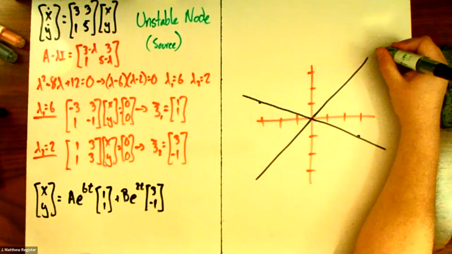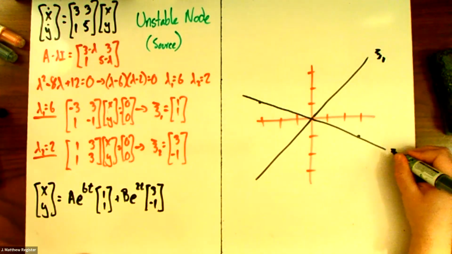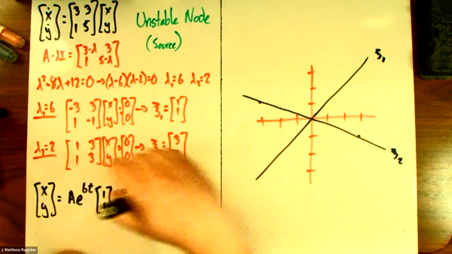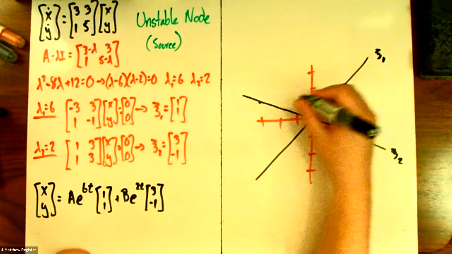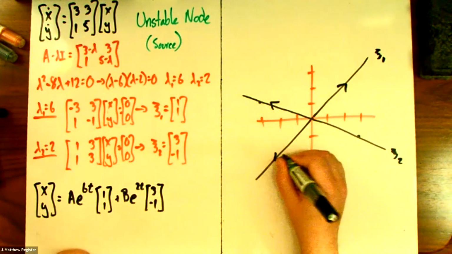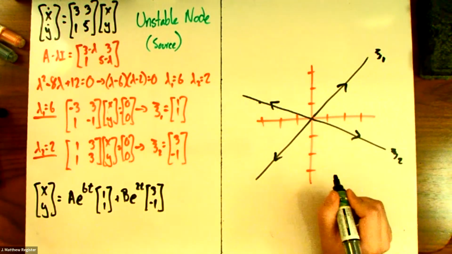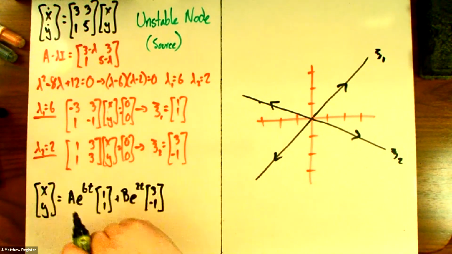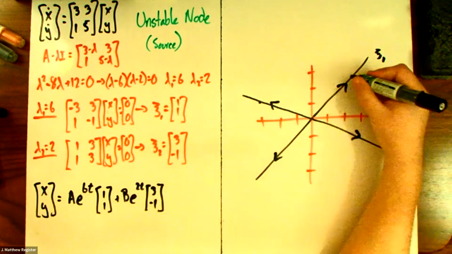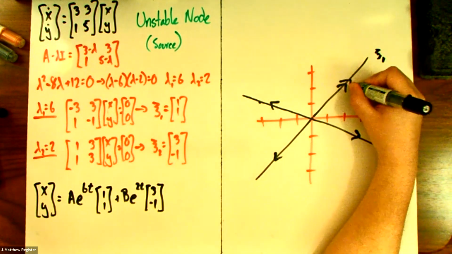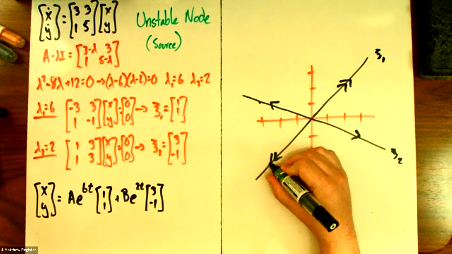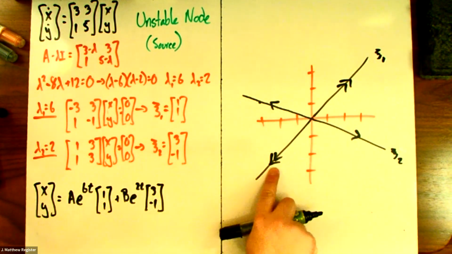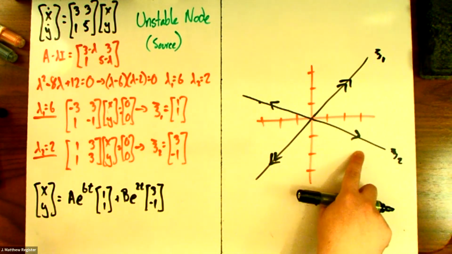Now, this was our eigenvector 1. This is our eigenvector 2. Our first eigenvector and our second one are both going out. And so we know that it is coming out in all directions. But our first one is going much faster because of the 6 as the eigenvalue. And so I would usually represent this by putting a second arrow on that eigenvector. And so eigenvector 1 is going faster than eigenvector 2.